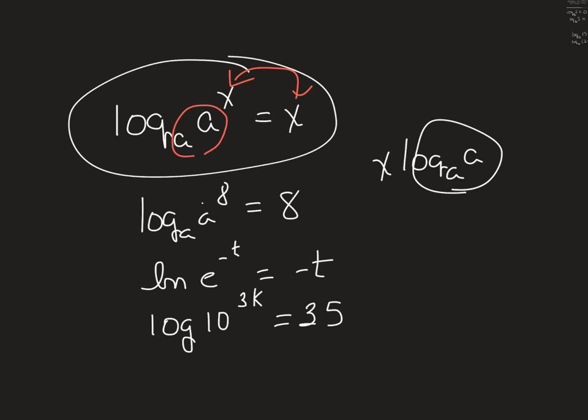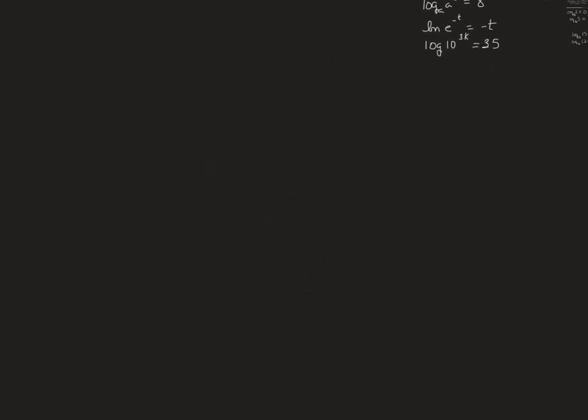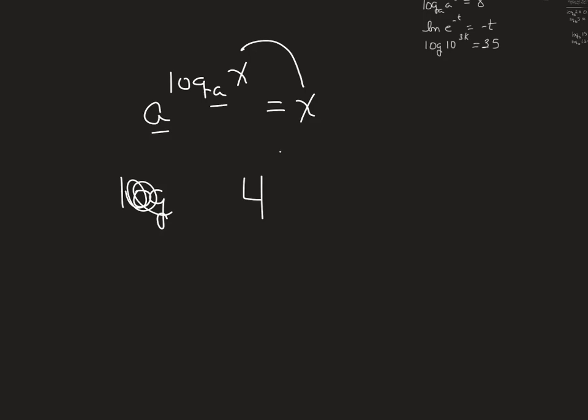And then one more rule we want to look at. It's another very simple one. It says that if we have a to the log base a of x, that equals x. If these bases match, then these two match. So if I had 4 to the log base 4 of k, we get k.